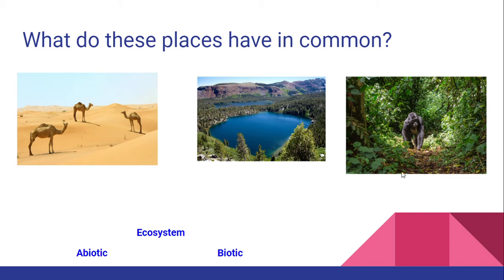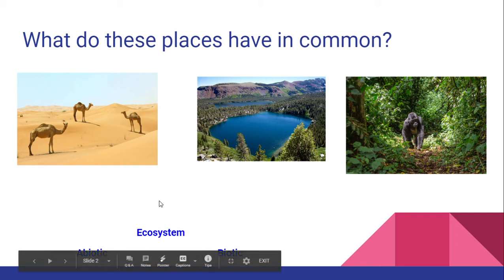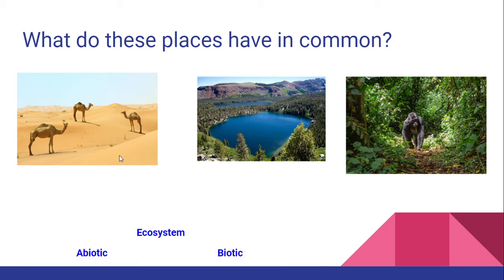So these three things might seem like they have completely different animals and completely different temperatures and all of these different aspects to them, but they do have something in common. These environments are all called ecosystems. An ecosystem is basically a place or an environment or surrounding that has both living and non-living things that interact with each other. For instance, let's look at the desert.